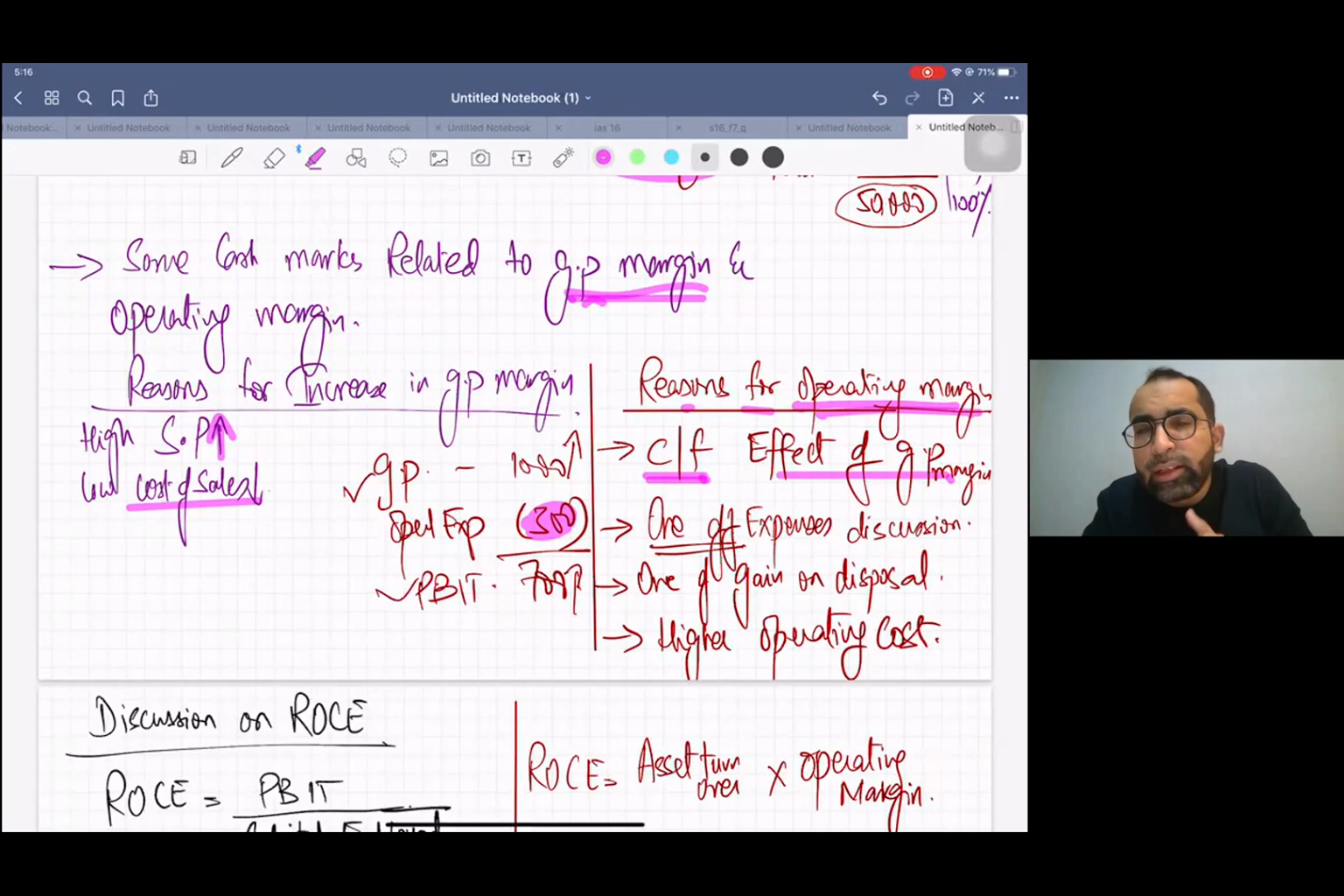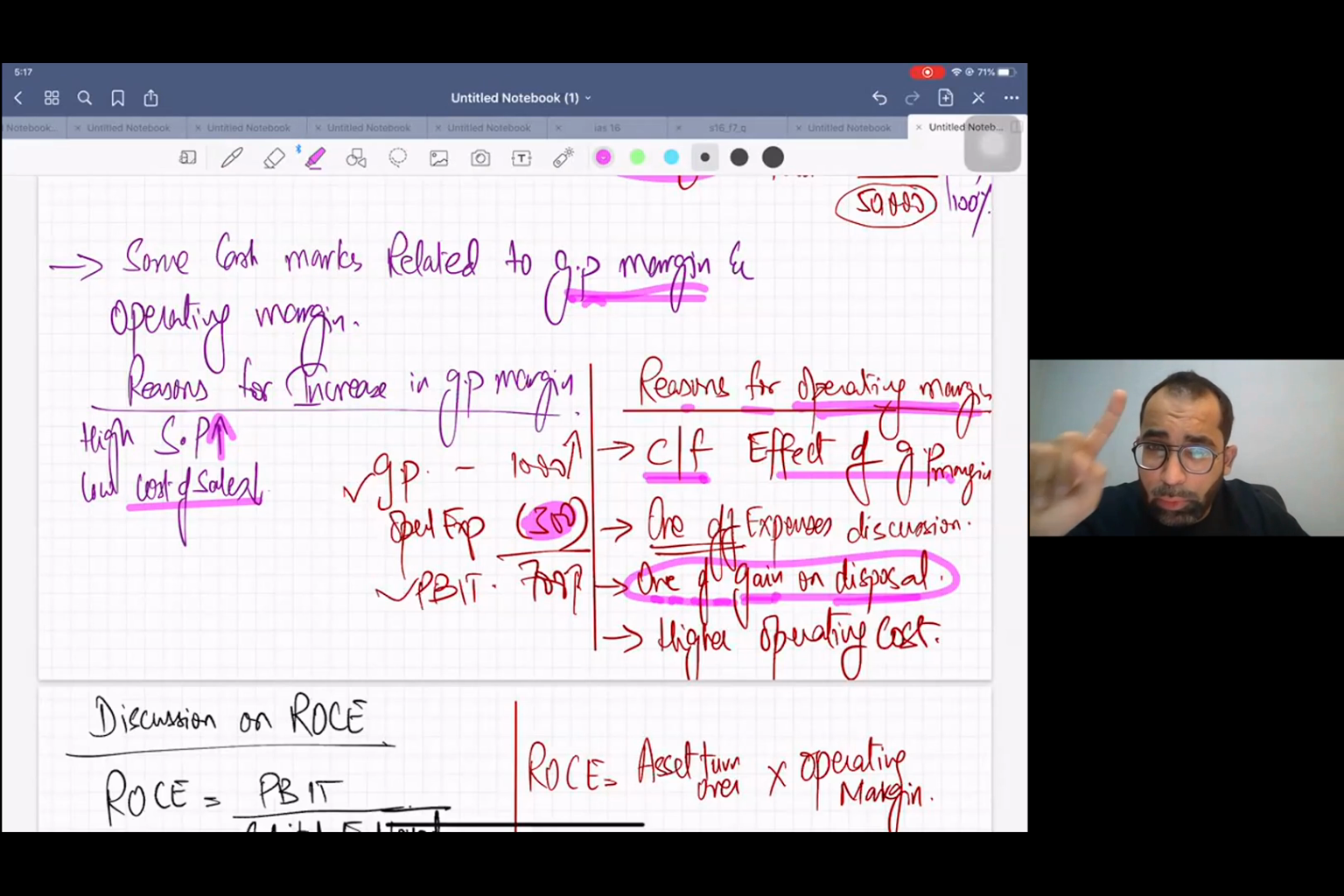Or just think, the coronavirus, the COVID-19 thing, is a one-off thing. It came this year. Maybe next year there won't be such things, so everything will be normal. So this year we can say that this is a one-off thing. Always highlight, always point out the one-off thing. Then one-off gain on disposal. Yes, this is the very famous commentary, a very famous point, normally comes in exam.